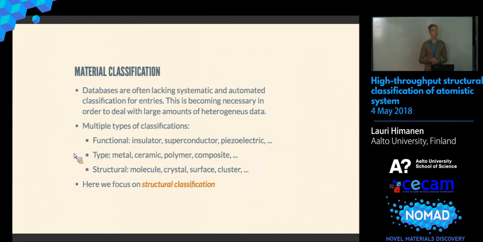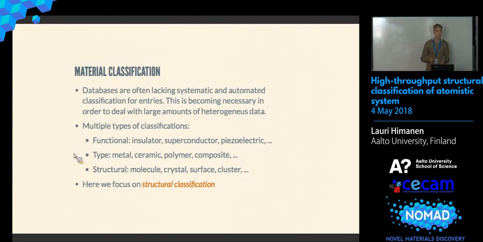As I mentioned, what's currently quite often missing is the classification of entries in these databases. So for example, this is quite critical for the usability of the databases. So unless you're able to search for a certain kind of material, it's quite hard to use databases in the beginning unless you crawl through all the entries. And automatic classification is becoming important to deal with large amounts of heterogeneous data.